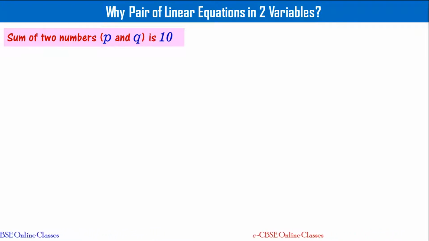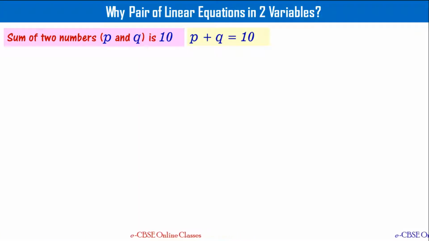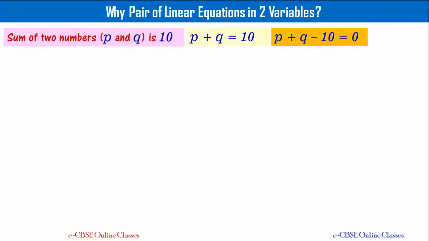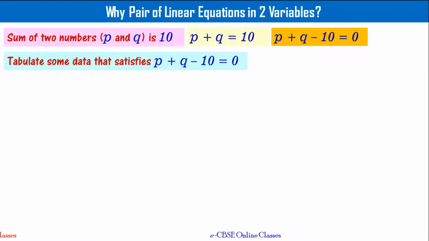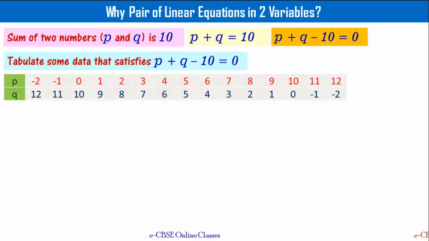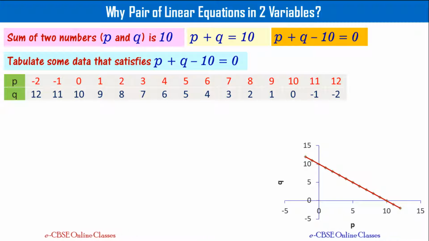That is, sum of two numbers p and q is 10, which can be written as p plus q equal to 10. That also can be written as p plus q minus 10 equal to 0, right? If you tabulate some data that satisfies this equation, you get a table like this. Please note that this is some data. Otherwise, you can have an infinitely big table which satisfies the given equation. When you plot this data, you get a figure like this. The red color line is showing the equation, that is p plus q minus 10 equal to 0.